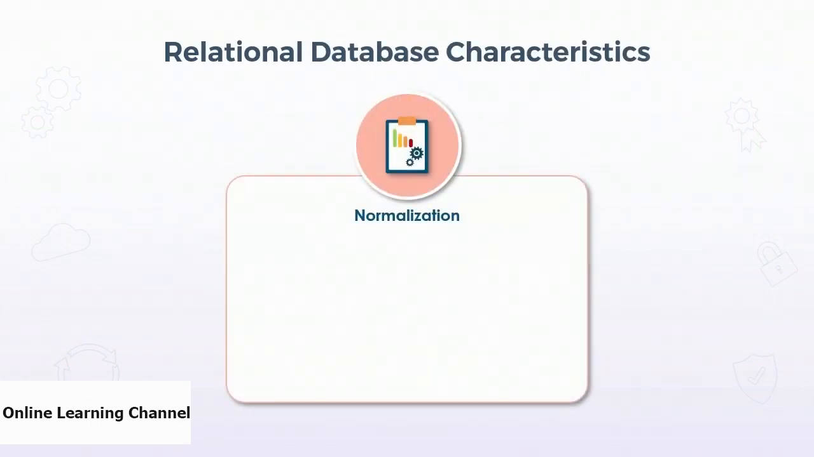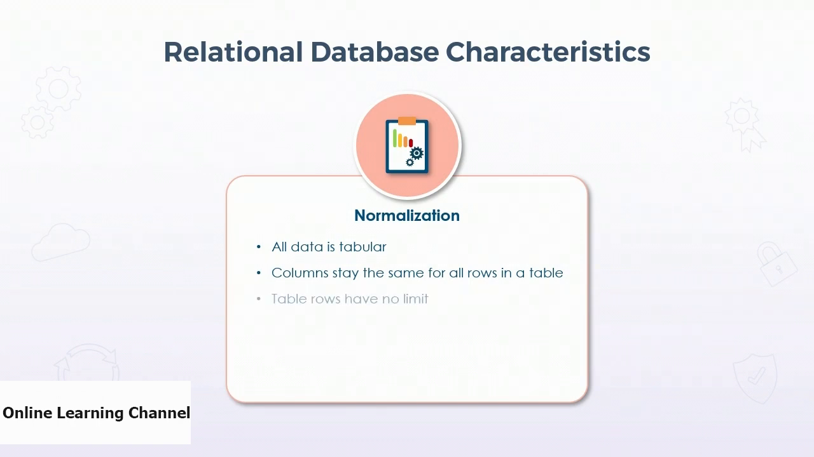Some relational database characteristics. A relational database is normalized, so it depends on normalization. It has a schema, right, or a set, rigid way of storing that data. All data is tabular, so it's all based on tables. Okay, an instance of an entity is a row in a table, and each property is defined as a column. So it's a schema. You'll keep hearing this again and again. Columns stay the same for all rows in a table, so they're consistent. Table rows have no limit, so we can store as many rows as we need in a table.